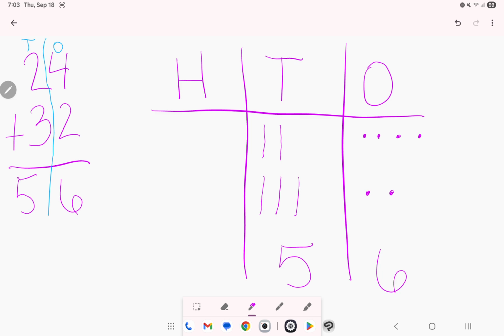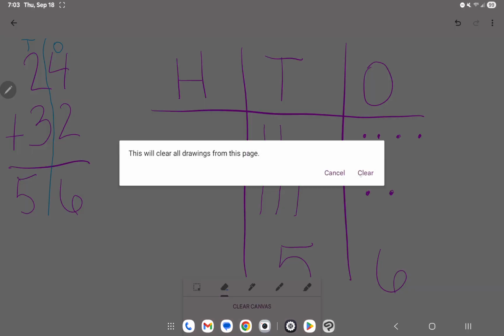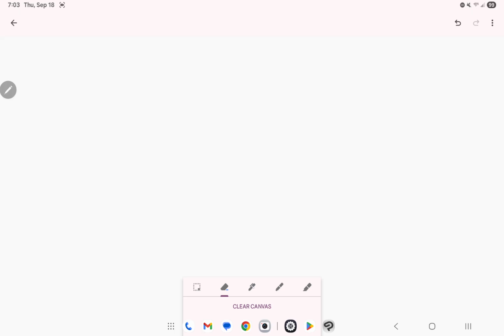Okay? Now, this is without regrouping, and I'll make another video later for regrouping. But for now, we're going to move on to a subtraction problem so that you can help your kid with that. Okay, so we'll do 37 minus 25.